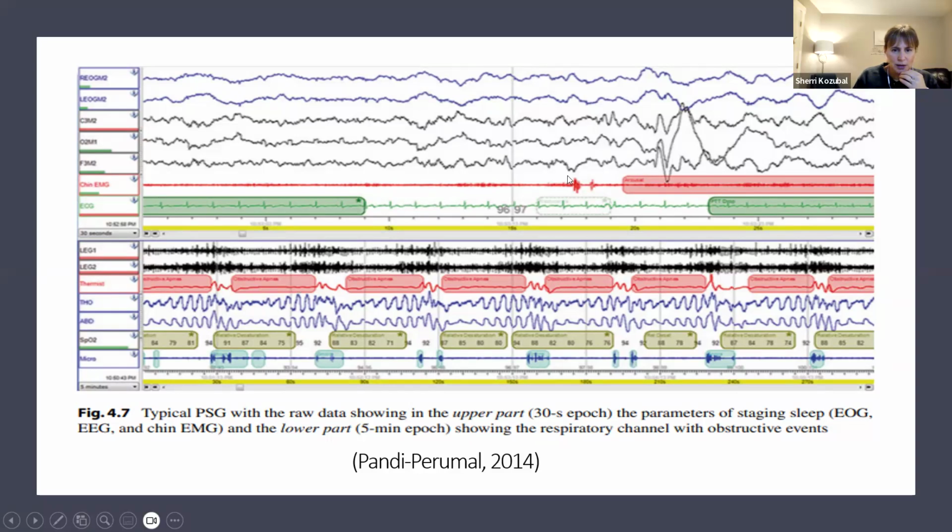This from here all the way over to here is a 30-second window. So this person in 30 seconds is doing 1, 2, 3, 4, 5, 6, 7, 8 obstructive apneas in a 30-second window. It's a lot. So it would be an average then of about 16 events a minute. It's quite severe, actually.